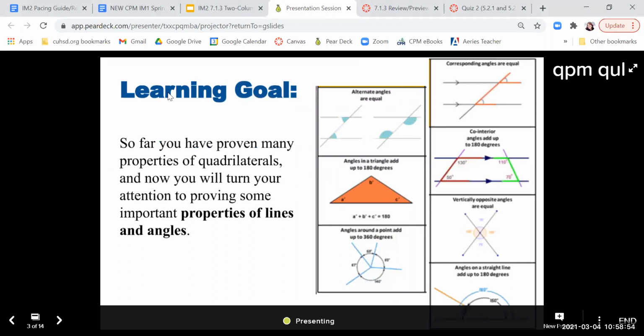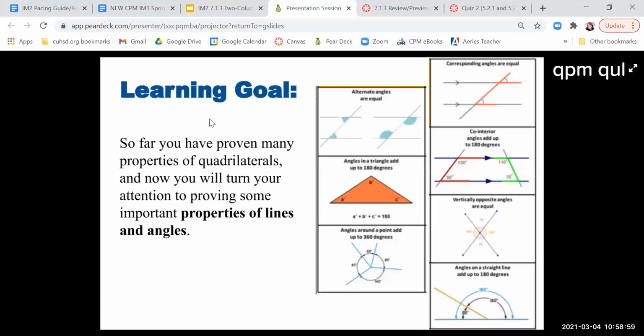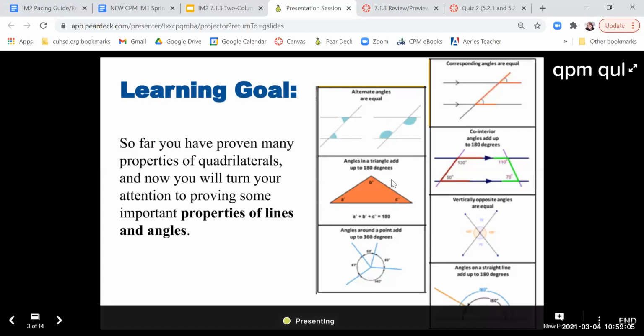All right, so our learning goal. So far, you've proven many properties of quadrilaterals, and now we want to turn our attention to proving important properties of lines and angles. And this visual is just to point you in the direction of what we're looking at: what is the relationship between angles with parallel lines cut by a transversal, corresponding angles, alternate interior angles, the relationship between the three angles in a triangle, how many degrees all the way around a circle or partially around a circle, or the degrees of two angles that form a line, and things like that.